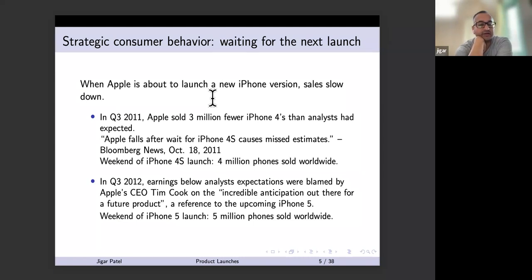So maybe I should hold off and get a newer product at a similar price as that of the older product. There is ample evidence that consumers are strategic. Basically they play a game, or they optimize their own utility subject to the firm's behavior, right? These evidences show, for example, that Apple falls after the wait for the iPhone 4 has caused missed estimates. There are a whole bunch of Tim Cook statements, like there is incredible anticipation out there for the future product, and so on and so forth. There is evidence that consumers are strategic.